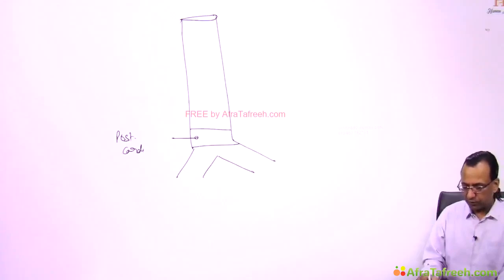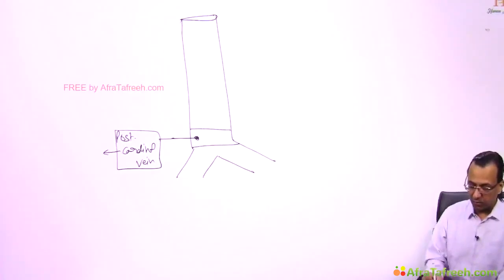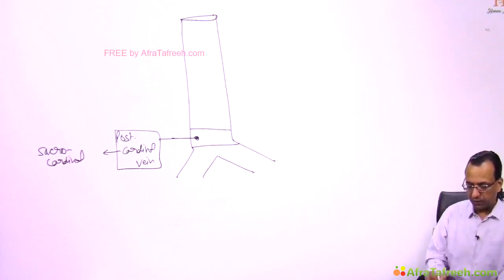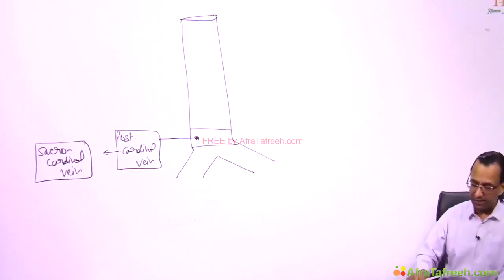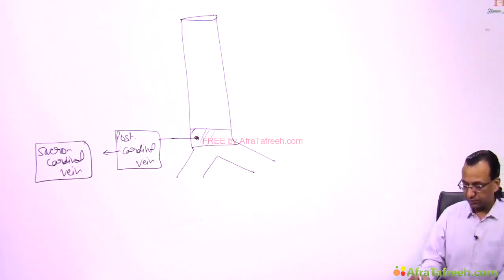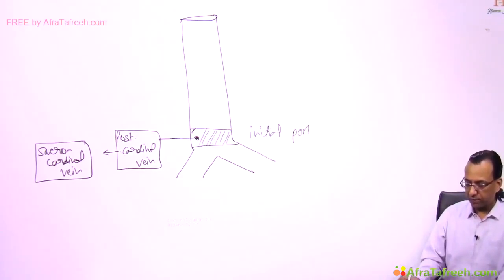Now this posterior cardinal vein, which is actually forming the beginning of the IVC, is contributing to what is called the sacrocardinal vein. So there is a sacrocardinal vein which is contributed by the posterior cardinal vein, and that sacrocardinal vein ultimately contributes to this part of the inferior vena cava. What is this? This is the initial part. Now, if this is the initial portion of the IVC, then what about the other portions?